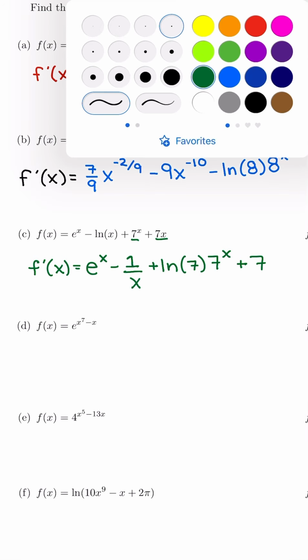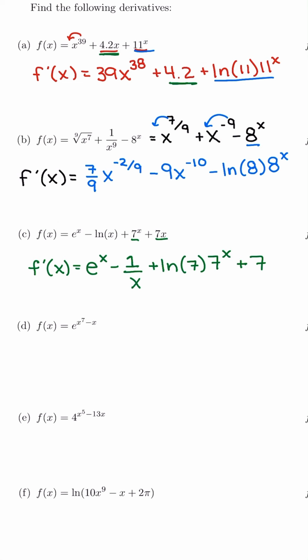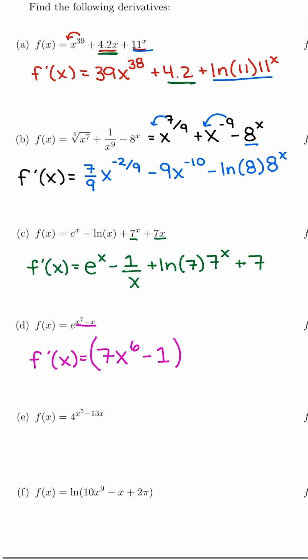The next one we have is an exponential with a power that's more than just a regular x. So I'm going to start by taking the derivative of the power. So my derivative f prime of x, the derivative of x to the 7th is 7x to the 6th. Derivative of negative 1x is negative 1. There's the whole derivative of the power times e to the original power. E to the x to the 7th minus x.